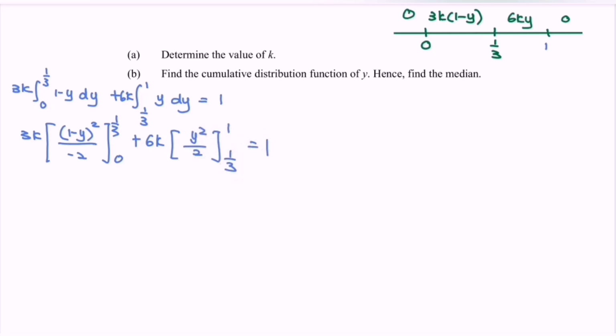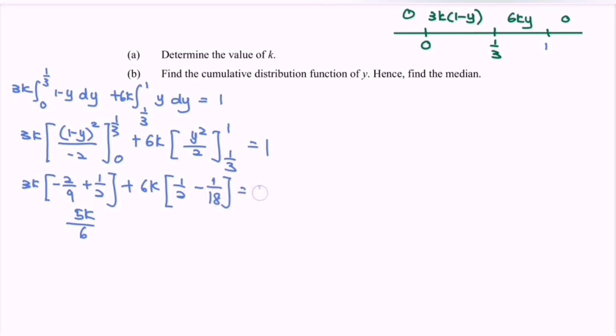If we substitute 1 over 3, we will have 3k times negative 2 over 9. If we substitute 0, then we will have positive 1 over 2. So kindly simplify: 5k over 6 after we multiply with the 3k. Plus we have 6k. If we substitute 1, we will have 1 over 2, minus, if we substitute 1 over 3, we will have 1 over 18, equals 1. So kindly simplify the situation: 1 over 2 minus 1 over 18.